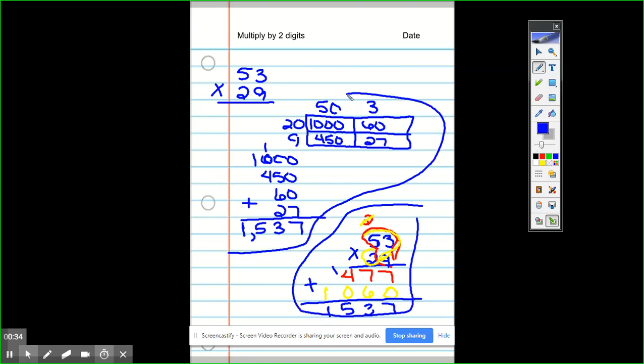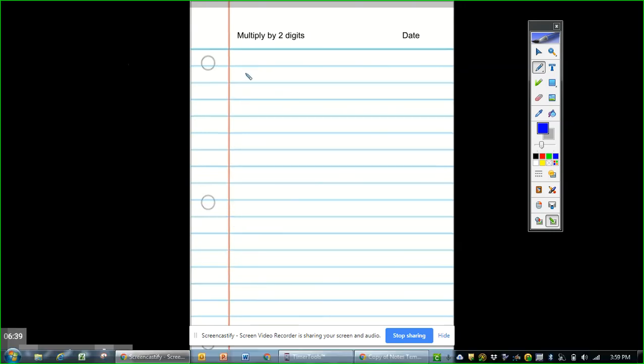So is one better than the other? No. But they both require different skill sets, and both require you to have these in your toolbox. All right. So if you're back, you're ready for the next problem. This time we're going to do 145 times 23.